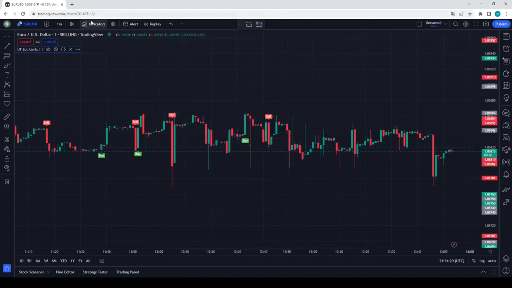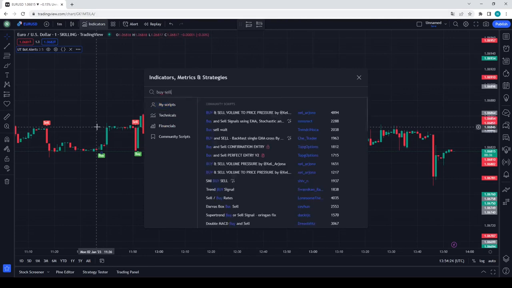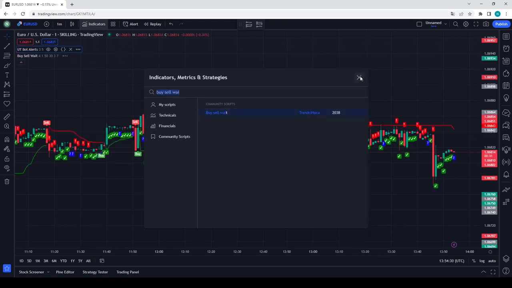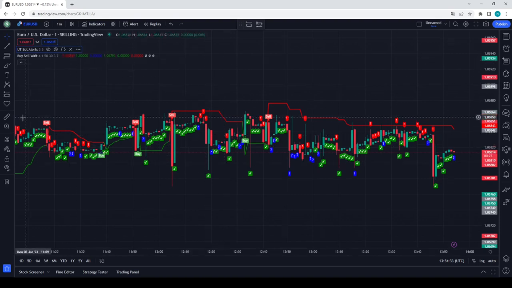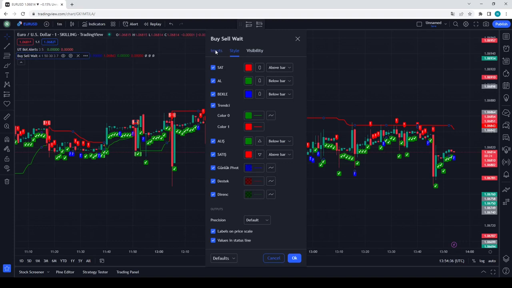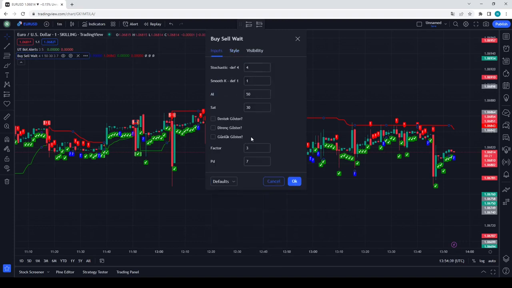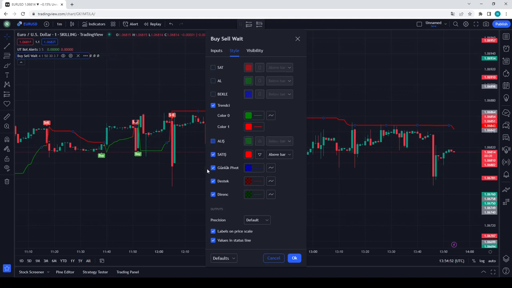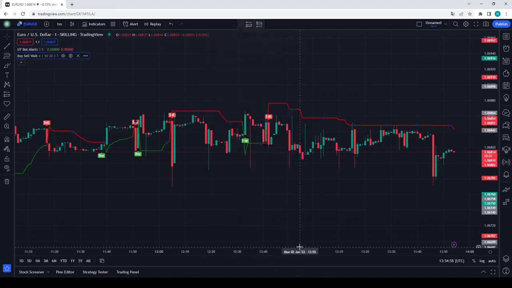The second indicator which we will need is the buy sell weight indicator from Trend CI Hoka. I know right now it looks very messy, but let's start to clean this up. So in the inputs we can leave everything like it is. In the style, the only box we will need to check is the Trend CI, and all other boxes we will uncheck. So just like this. And now we only get the buy and the sell and this line.